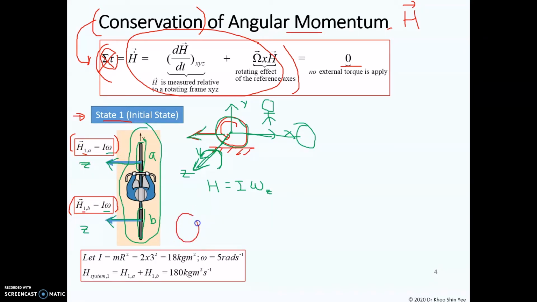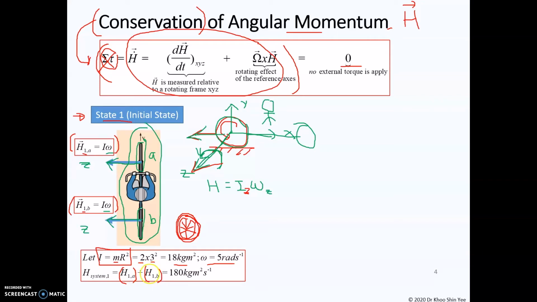Assume the tire to be a hollow cylinder shape, where it's empty at the middle. So in this case, by referring to the appendix, the I in the z direction here will be equal to mr squared. Let's assume the mass is equal to 2 and the radius is equal to 3. Substitute inside, we obtain the I. And let's assume the rotation speed for the tire is equal to 5 radians per second.